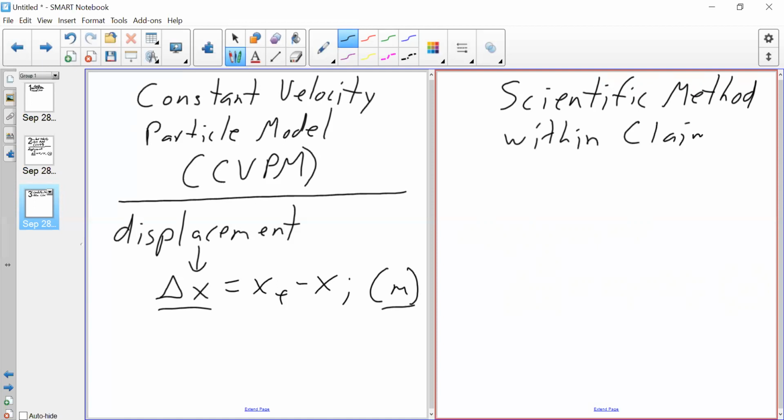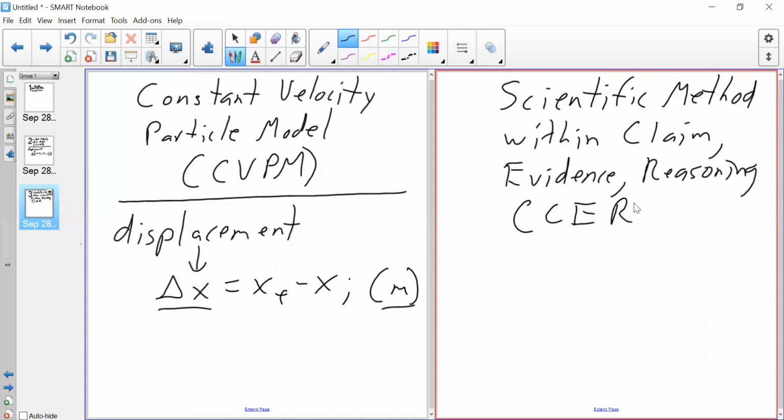the claim evidence reasoning dynamic, or the CER. Basically, claim is your hypothesis. I believe something's going to happen. I'm claiming it. Evidence is testing, experiments, organization of data. That's my evidence that supports my claim.